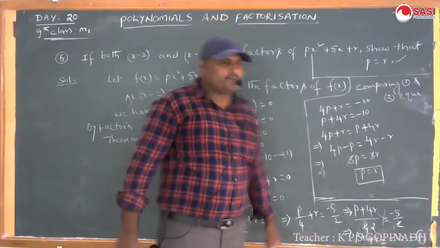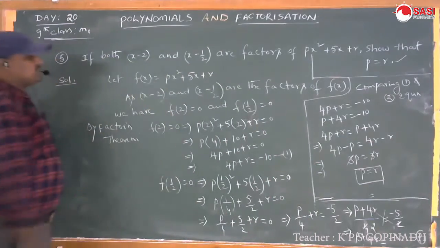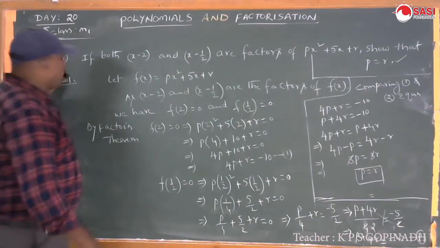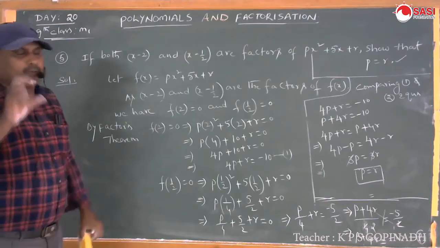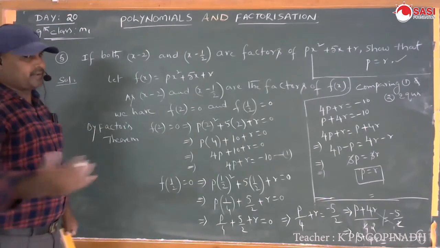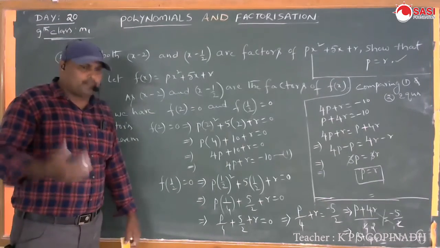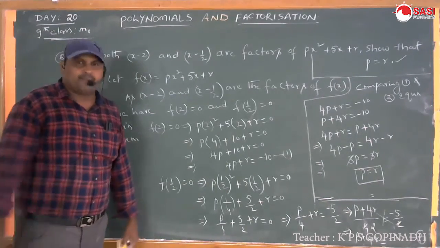Understand, children? All of you? So from this exercise 2.4, up to now, how many problems are completed? 5 problems are completed. Okay. The remaining problems are next. We have to complete the remaining problems in the coming classes.